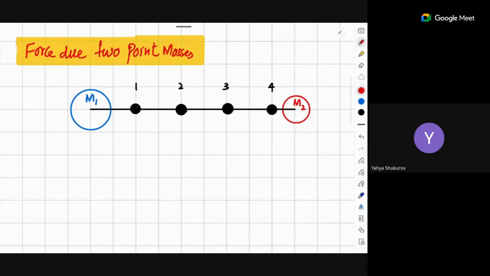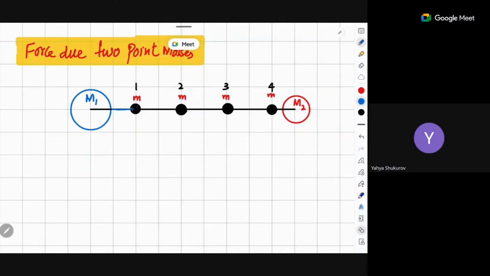Now, what will happen to this point? This is a small m, this body is basically your small m. That is, this is a test mass, and these are point masses. So the force will have this behavior.